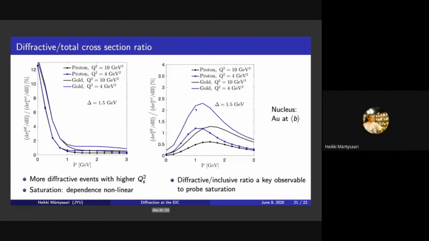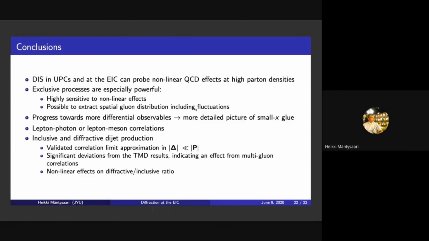Now let me skip the last slide and go to my conclusions. So DIS processes, especially exclusive processes, both in ultra-peripheral collisions and at the future EIC, are powerful probes of nonlinear QCD dynamics, because they are sensitive to nonlinear dynamics, and there is also this nice possibility to probe the geometric structure of hadrons at small x.